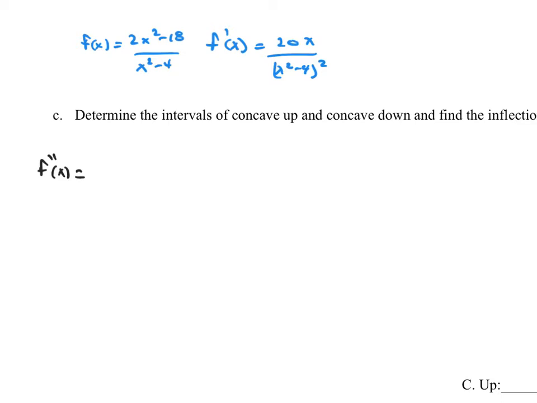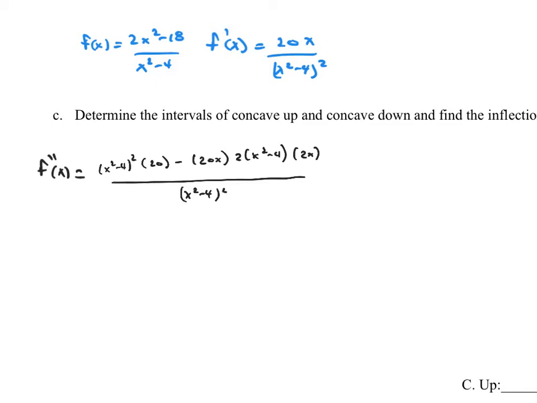rule. So it says the bottom, which is x squared minus 4 quantity squared, times the derivative of the top. Well, the derivative of 20x would be 20, minus the top, which is 20x, times the derivative of the bottom. We'd have to use the chain rule, drop the 2, keep the inside just the same, so that's x squared minus 4 to the first power, times the derivative of the inside. Well, the derivative of x squared minus 4 is 2x. All of this is over x squared minus 4 squared squared.